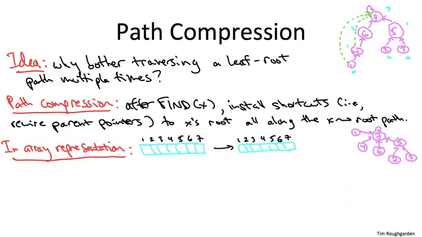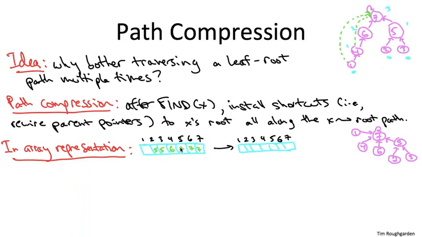If you prefer to think in terms of the array representation, remember in the array representation, the array index for i is recording the parent of the object i. So in our pink tree, 5, 6, and 7 all point to 7. They all have parent 7. Whereas 2 and 3 have parent 5.